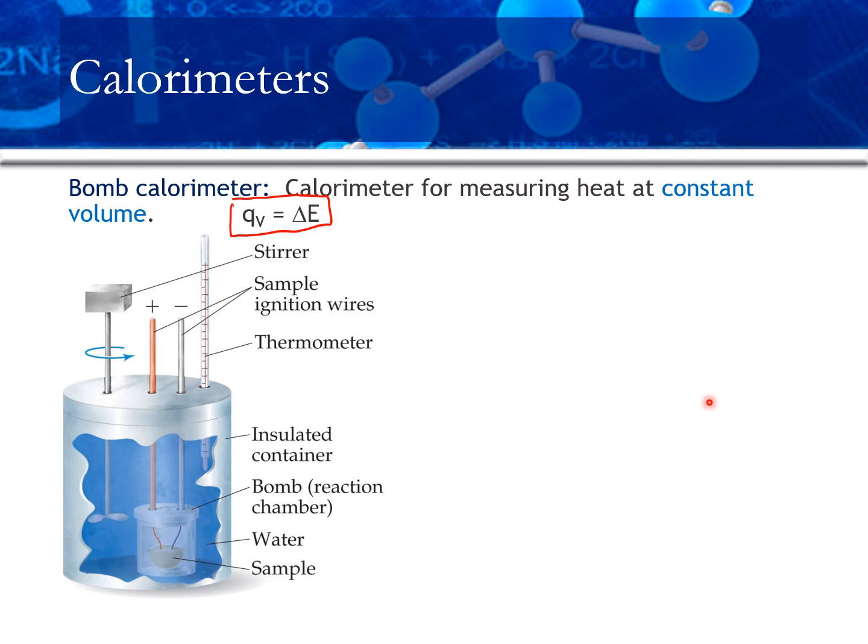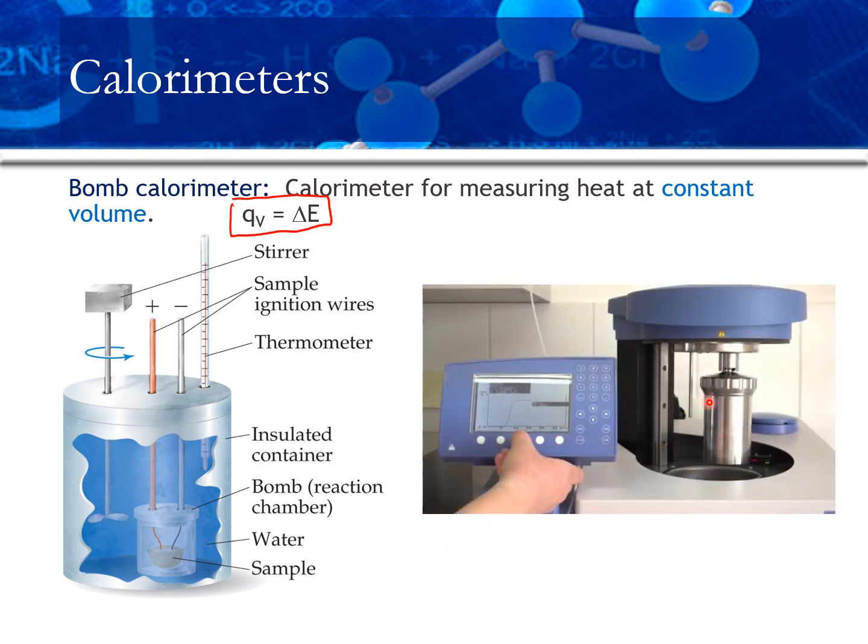And a commercial version of a bomb calorimeter looks something like this. This is a calorimeter made by the PAR calorimeter company. This item here is the bomb. It's very, very heavy-duty stainless steel. It gets lowered down into this container here, which holds the water, which is where we measure a temperature change.